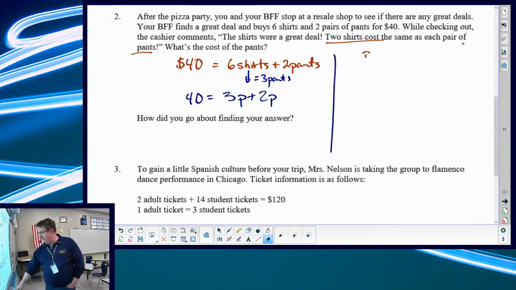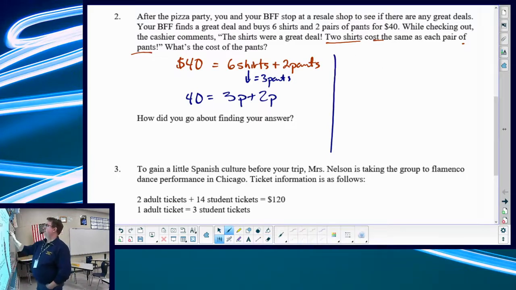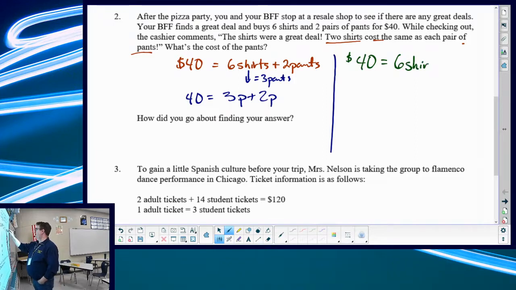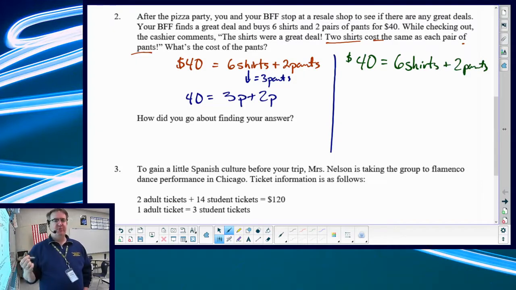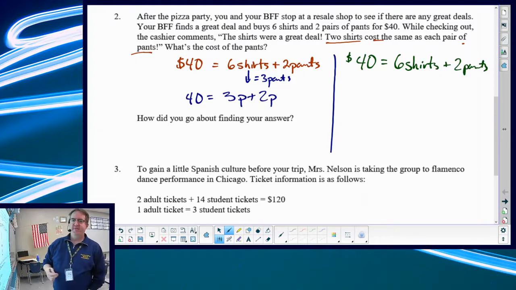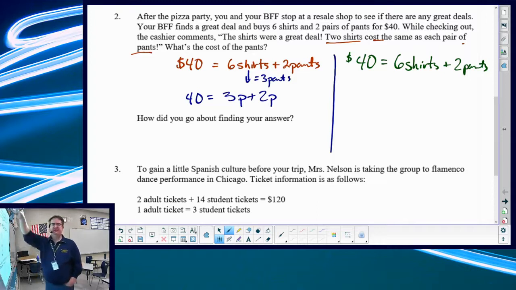Somebody else did this, which I thought was kind of cool. So they had, again, same equation, same base information. Now notice I'm not using variables here. Especially in the beginning, I don't like using variables because it's very easy to lose what you're doing. And by keeping the shirts and the pants, it kind of keeps you grounded in the problem.